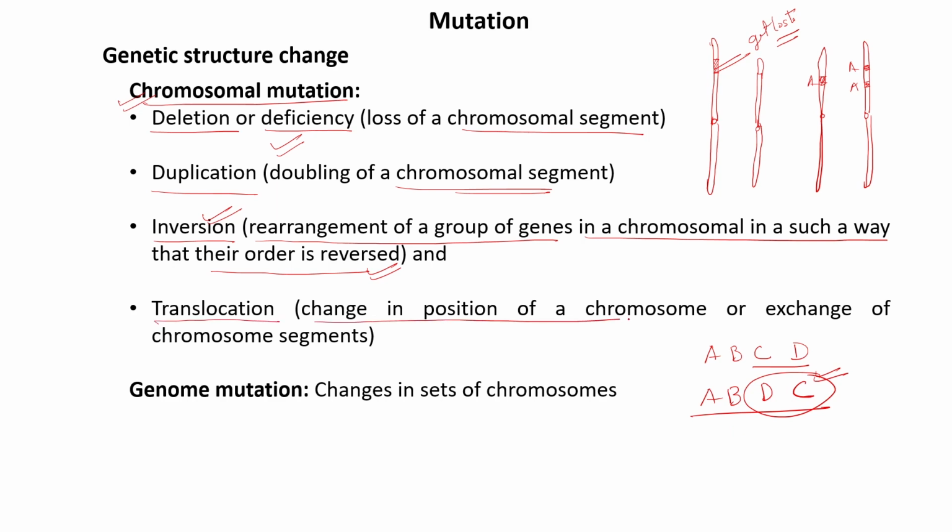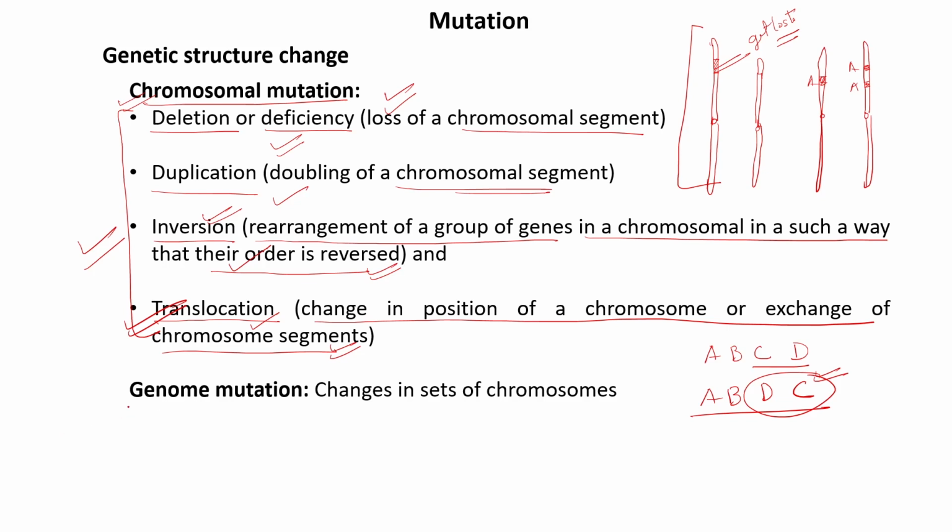Translocation is a change in the position of a chromosome or exchange of a chromosome segment. Sometimes one segment, one particular gene of one chromosome, gets deleted and attached to some other chromosome or some other chromosome position. That is called translocation. These are some of the types of chromosomal mutation. The whole chromosome is involved here, and that is why it is called chromosomal mutation. So deletion, duplication, inversion and translocation are the different types of chromosomal mutation.